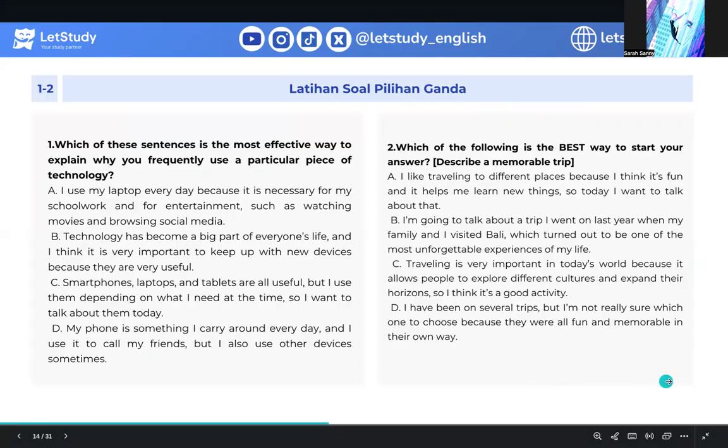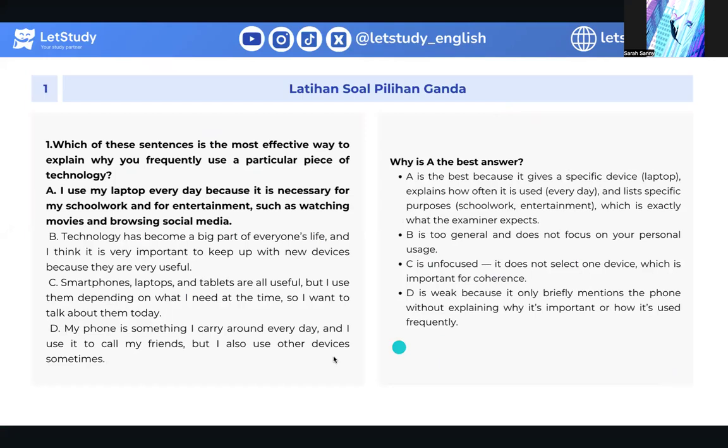Okay. Now let's go to question 1. Which of these sentences is the most effective way to explain why you frequently use a particular piece of technology? The correct answer is A. Now, why is A the right answer or the best answer specifically? A is the best because it actually gives a specific device. I use my laptop every day. Kenapa? Why? Because it is necessary for my schoolwork and for entertainment. Such as, it also gives an example.